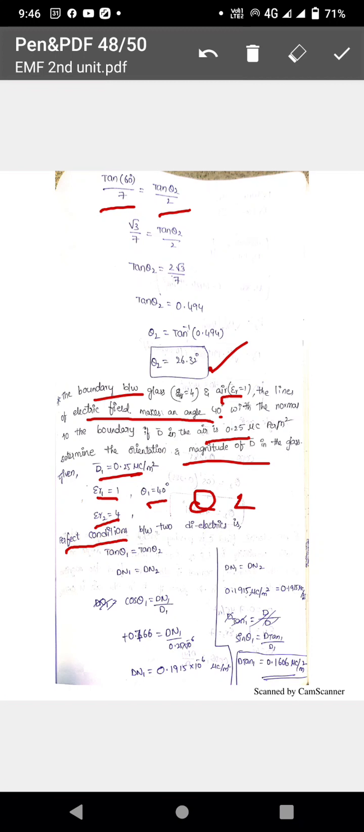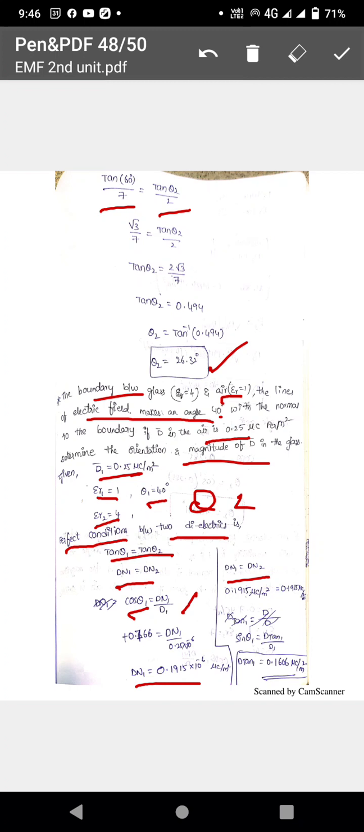Between two perfect dielectrics, the condition is tan theta 1 by tan theta 2, and Dn1 equal to Dn2. The conditions we already saw in the previous video. By using this formula, cos theta 1 equal to Dn1 by D1. Theta 1 we already know, cos of theta 1 equal to Dn1 by D. From that we can calculate Dn1, and Dn1 equal to Dn2.